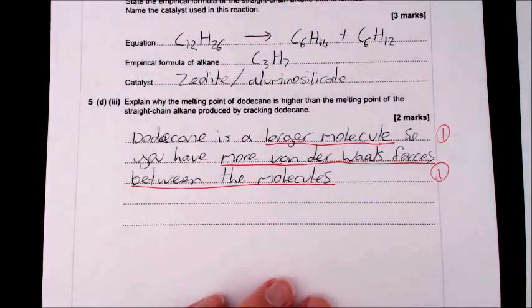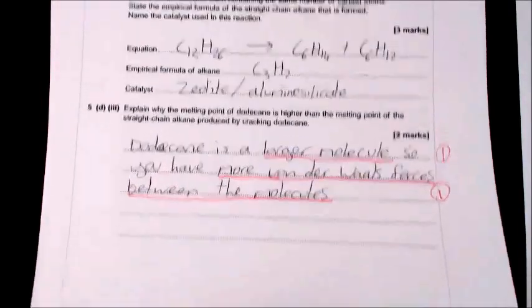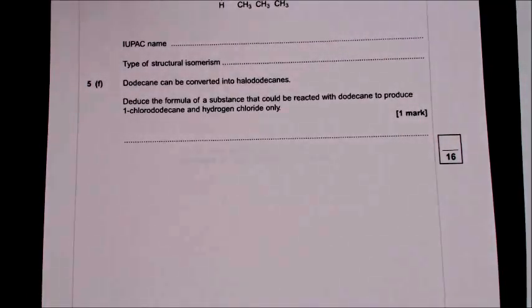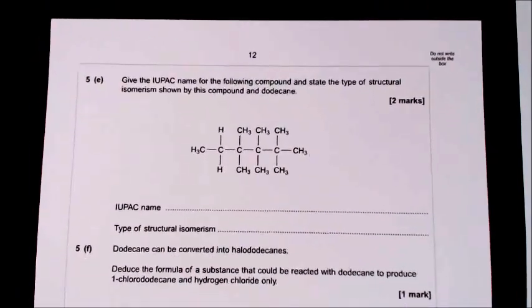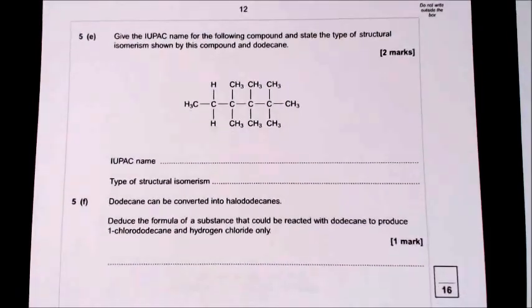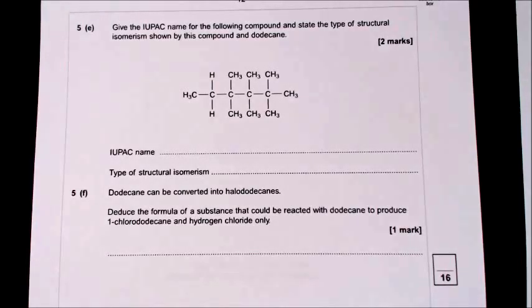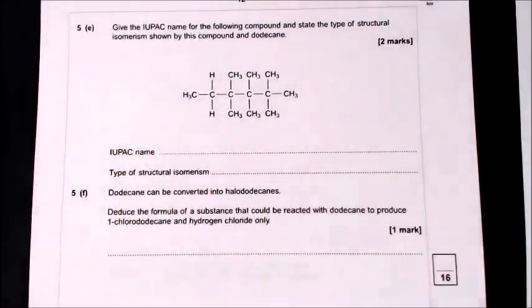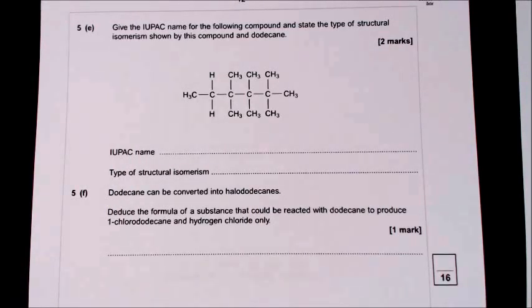Okay, so if we move on to the final part of this question, told you it was a big question. Okay, so this is 5 part E. So get that in the camera so you can see it. Okay, so it's asking us to give the IUPAC name for the following compound and state the type of structural isomerism shown by this compound and dodecane. Right, so we need to give the IUPAC name of this.